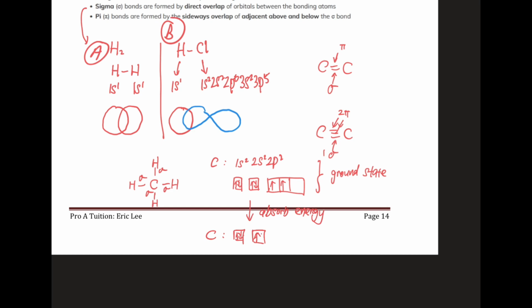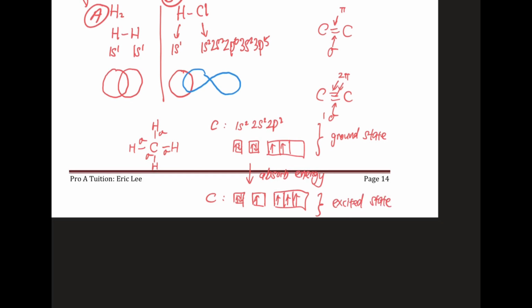Then the carbon in the excited state will look like this. 1s2. When they absorb energy, basically one of the electrons here goes to here. One of the electrons absorbs energy and comes here. Now we have 4 unpaired electrons here. So this is called the excited state.